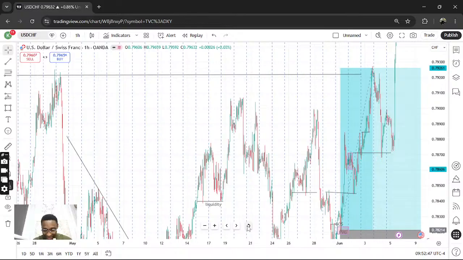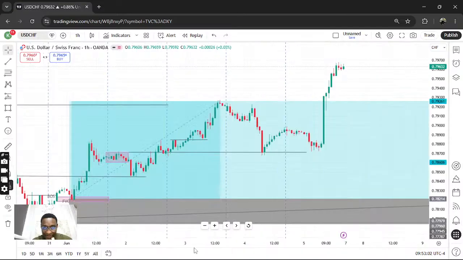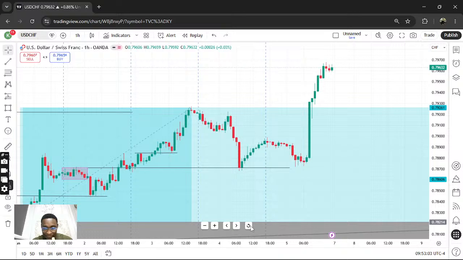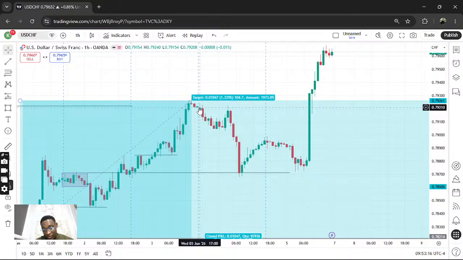what happened on Thursday. Market closed here on Wednesday. Sorry if I'm pronouncing some things in the wrong way. So on Thursday, the market closed at this particular point and then opened here on Thursday and traded up to this particular order block here. You see it? It respected the order block and returned back into this particular order block.